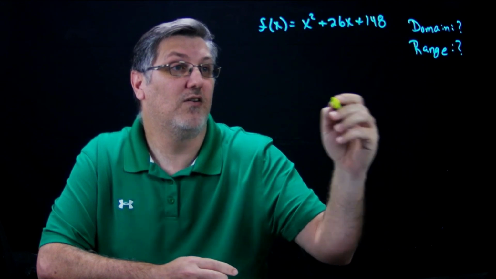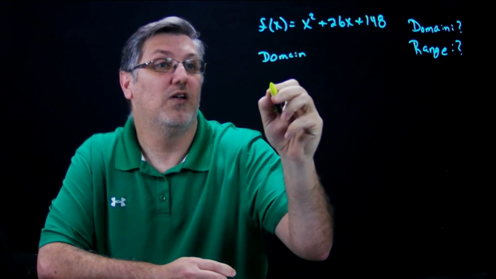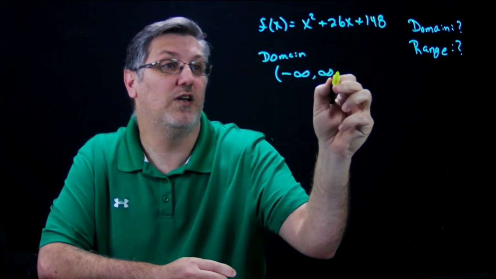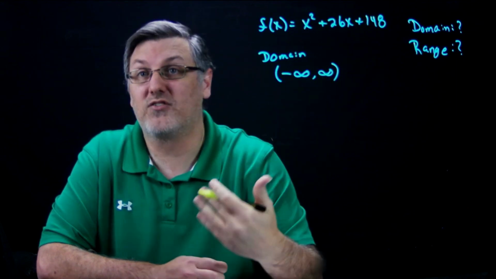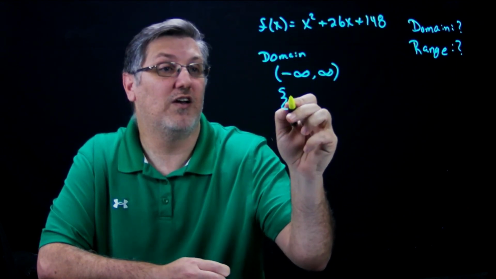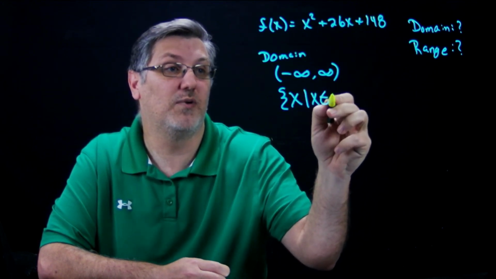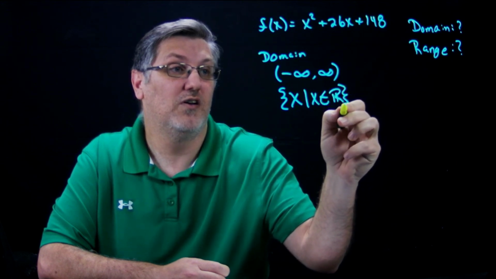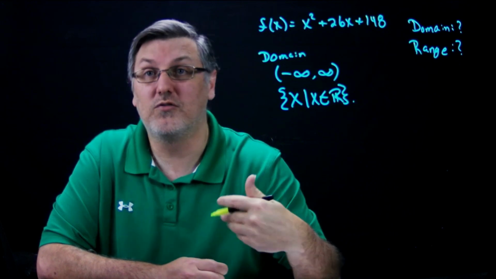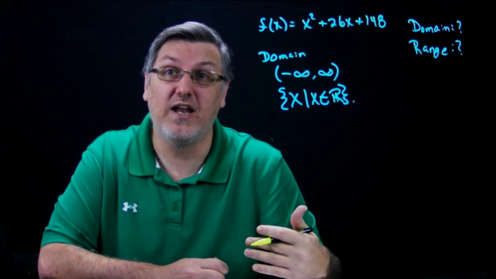So here we are with my domain. In interval notation, it is going to be from negative infinity to infinity. Now we have to use the curved brackets because you can never touch infinity. For set notation, we're going to do the set of all x's, because domain is x, such that x is an element of the real numbers. And there is no constraint on this. It can be any single x. I can put any x in here as an input, and I'm going to get an output.